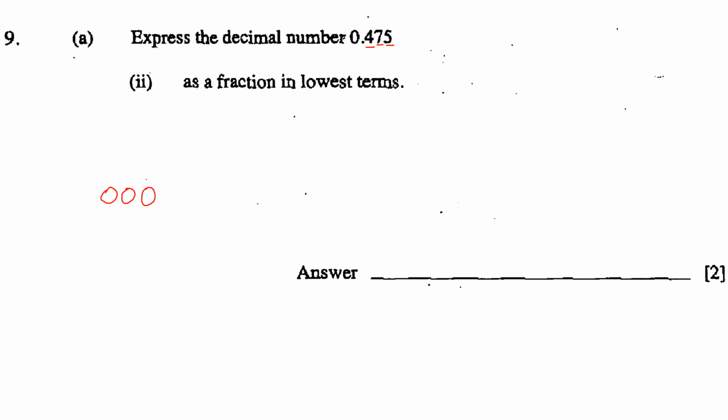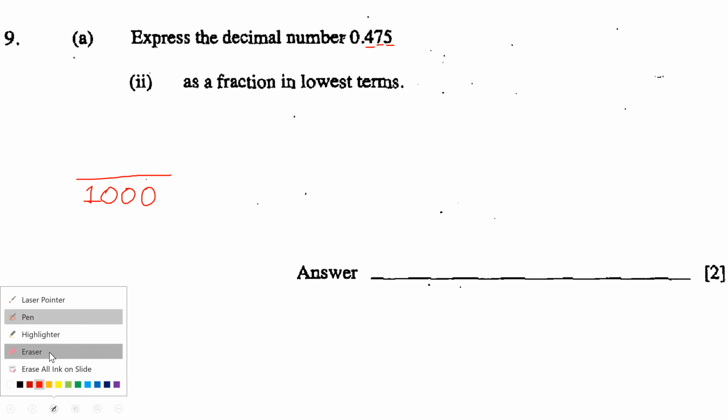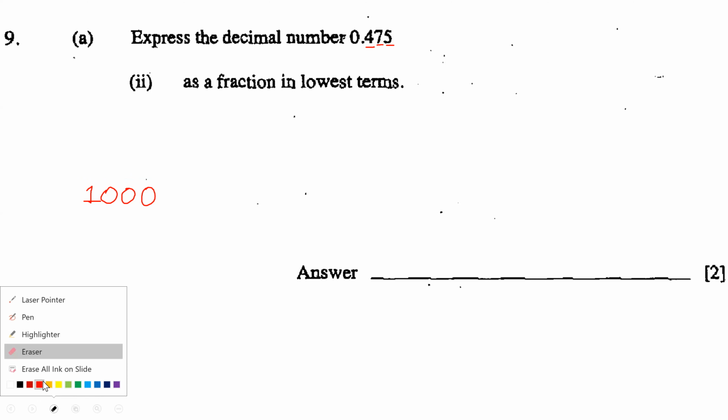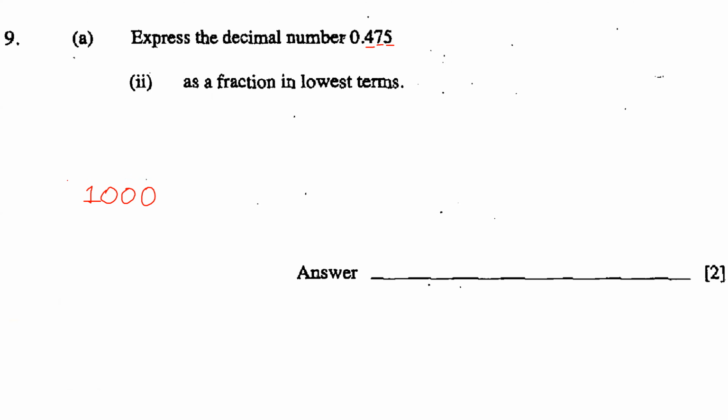If there is one number behind the decimal point, I would write one zero. Because there are three numbers behind the decimal point, I write three zeros and I add the one. You always add the one. So it's going to be 1,000. If it was two numbers behind the decimal point, it would be 100. If it was one number behind the decimal point, it would have been 10. So you have to look at how many numbers you have behind the decimal point. So it's going to be 1,000.